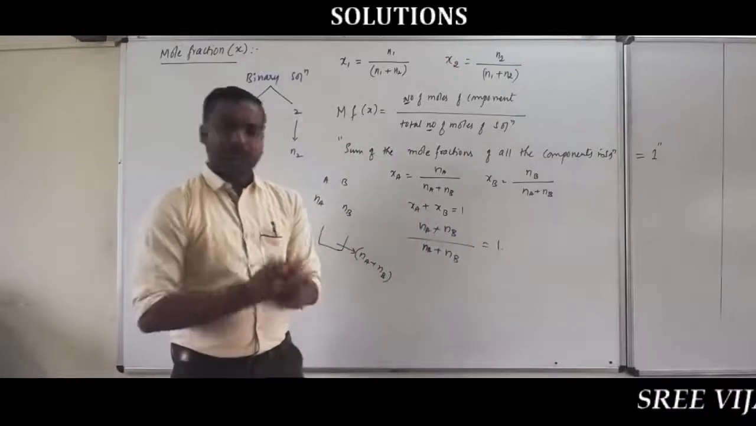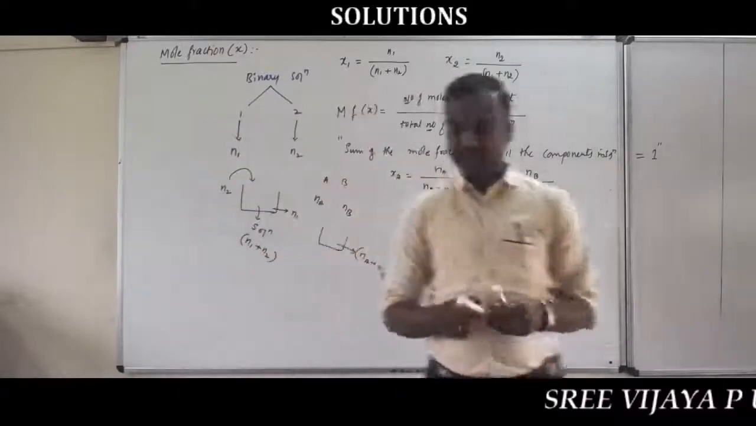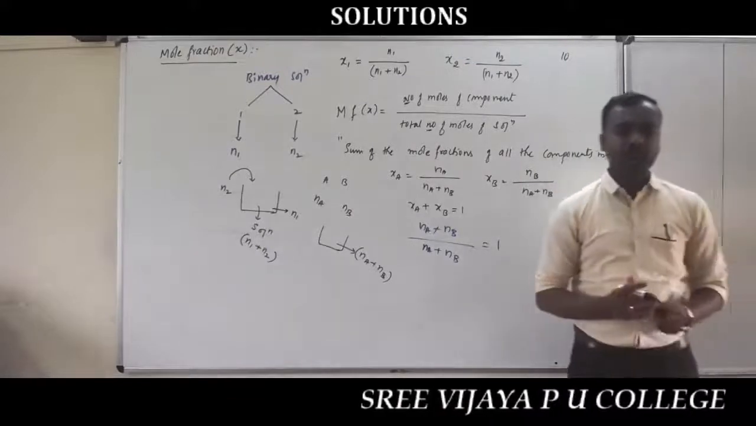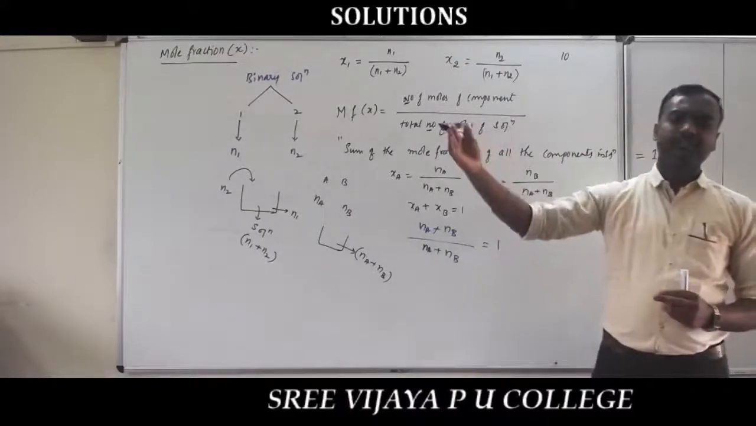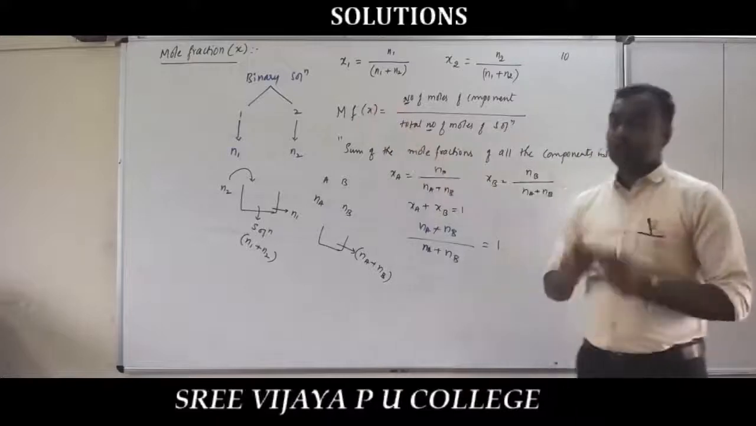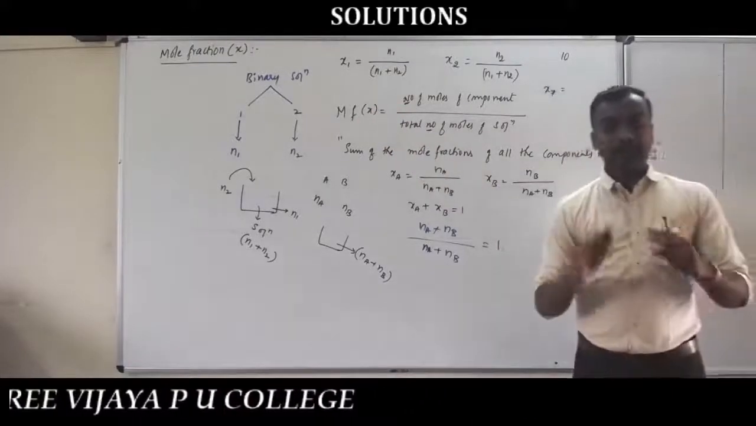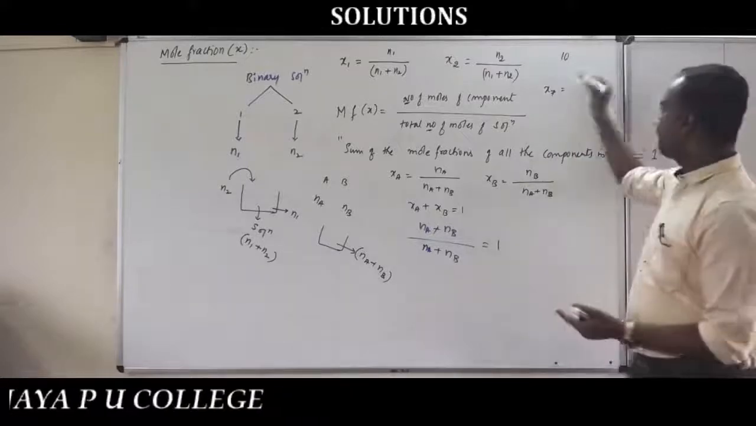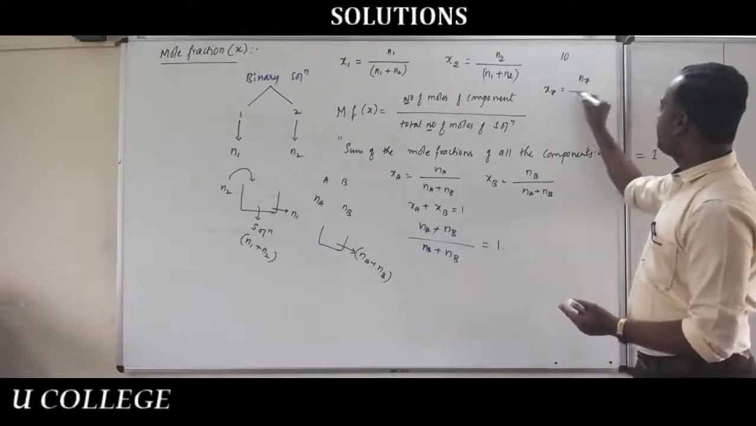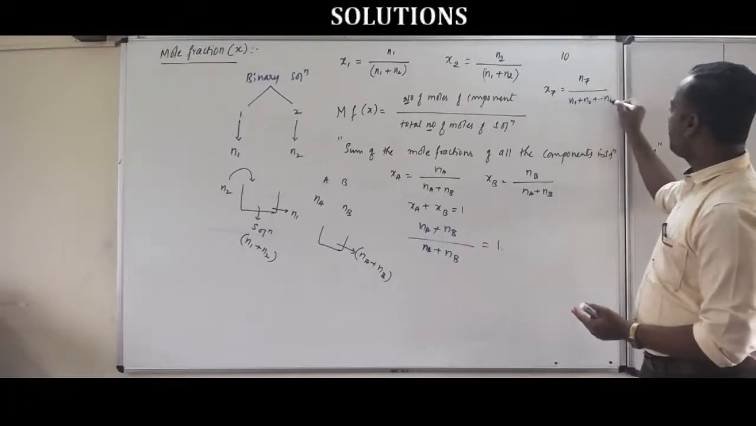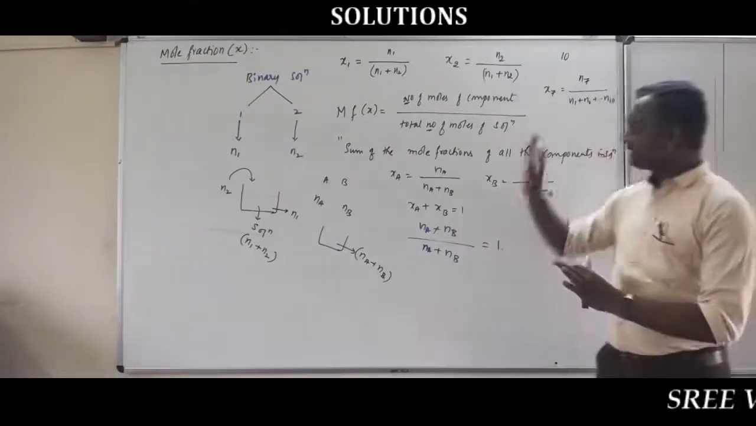For example, take 10 components. For all the components, take the numbers of moles n1, n2, n3, up to n10. I want to define the mole fraction of component 7. To define the mole fraction of component 7, it is the number of moles of component 7 divided by the total number of moles, n1 plus n2 plus n3 up to n10. So this is an easy way.